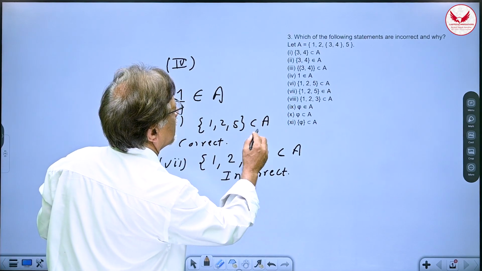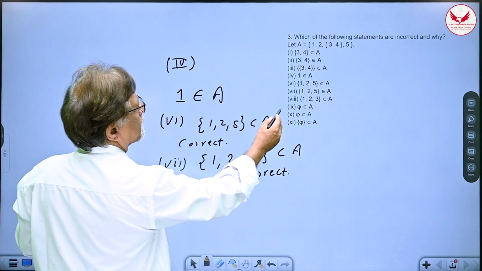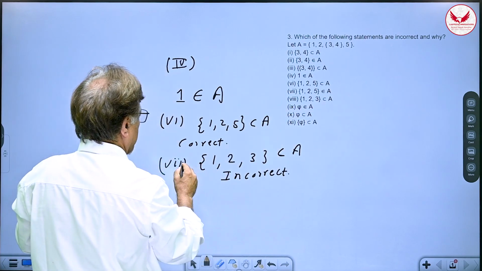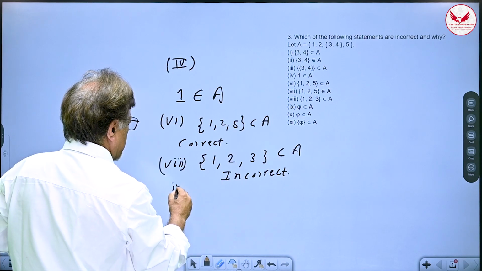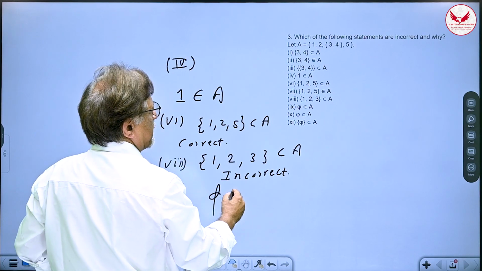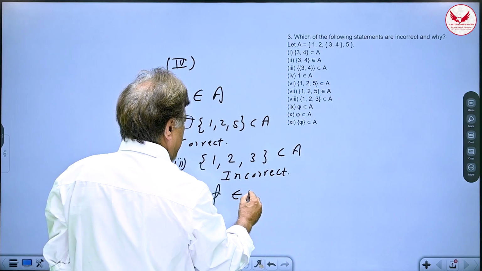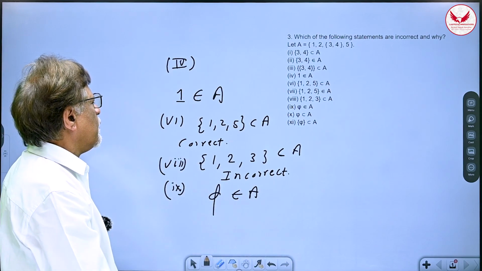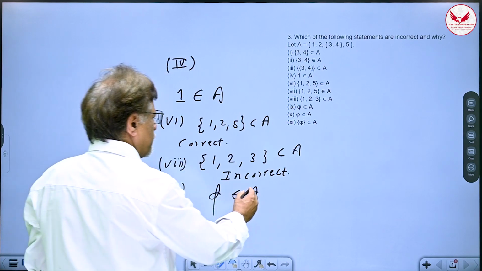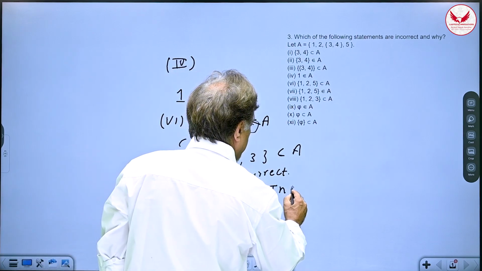So let us go for, this is again, I'm so sorry, this is 8th statement. And 9th statement is what? 9th statement is phi, that is empty set, belongs to A. Again wrong. A set cannot belong to another set. Only element belongs to another set. So statement is incorrect.